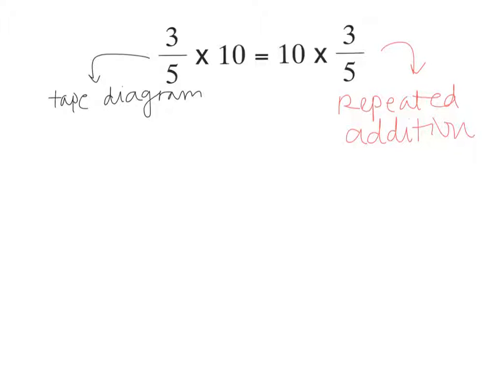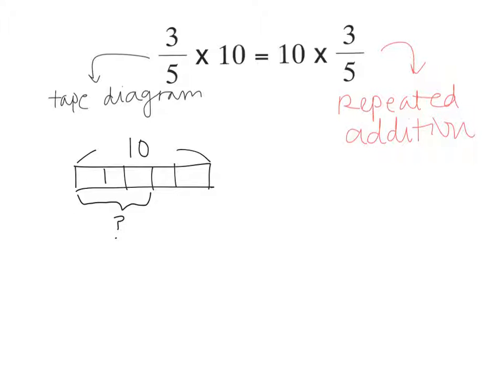In order to find what 3/5 of 10 would be, we have to draw a piece of tape. And the whole tape is how long? 10. And we have to divide it equally into how many sections? 5. 1, 2, 3, 4, 5. Okay, and then we're trying to find how much? 3 of those sections. Okay, so let's start figuring out using the units.